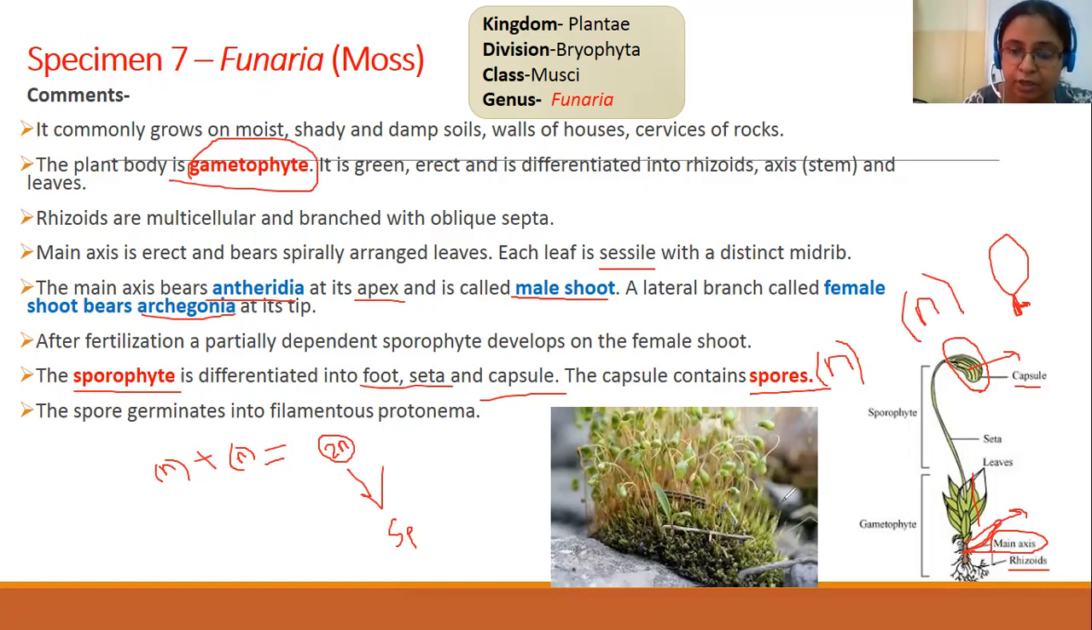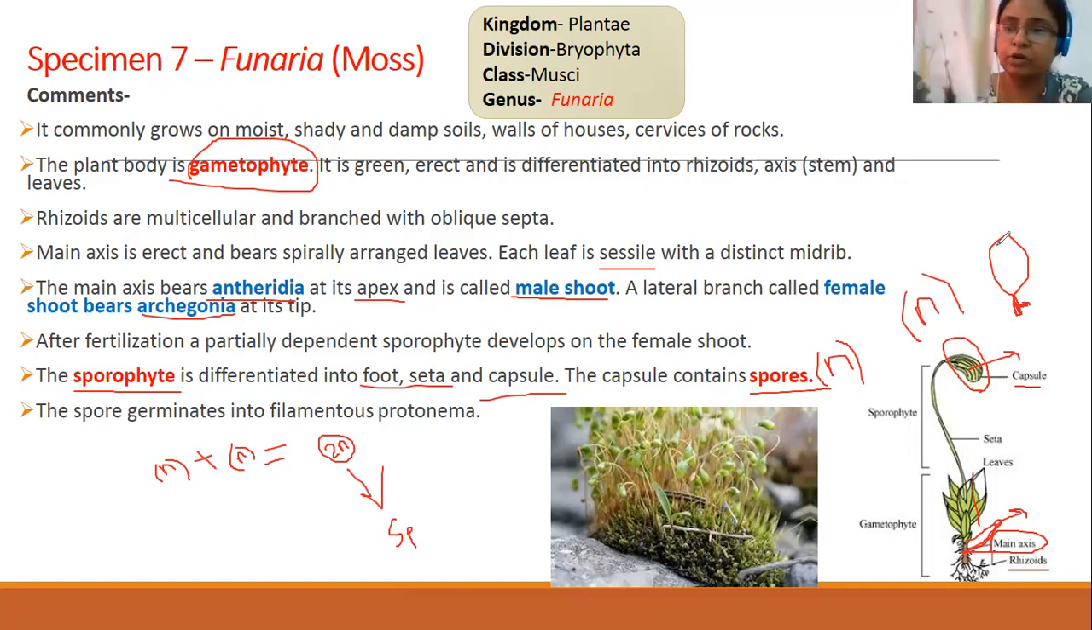Here you can see such kind of structures, you must have seen when you go to the hilly areas around Pune and all. Fine. So these Funaria mosses and the liverworts are very common in and around Pune. Fine. So we also have the model of it. I will show you.